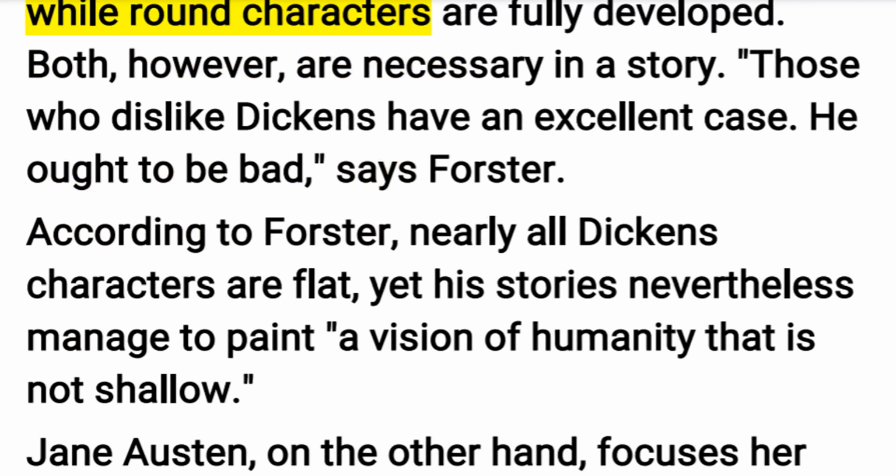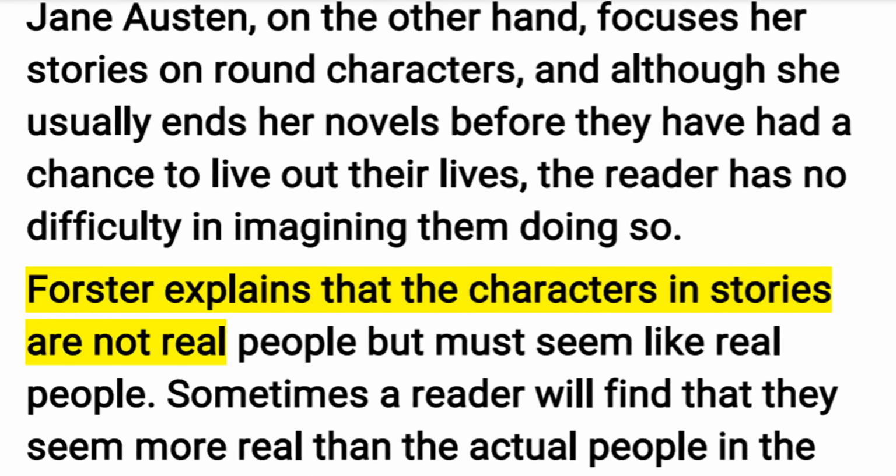According to Forster, nearly all Dickens' characters are flat, yet his stories nevertheless manage to paint a vision of humanity that is not shallow. Jane Austen, on the other hand, focuses her stories on round characters, and although she usually ends her novels before they have had a chance to live out their lives, the reader has no difficulty in imagining them doing so. Forster explains that the characters in stories are not real people but must seem like real people. Sometimes a reader will find that they seem more real than the actual people in the reader's life.